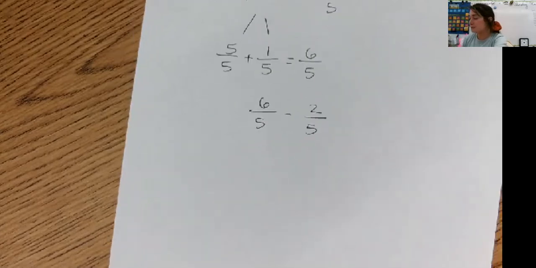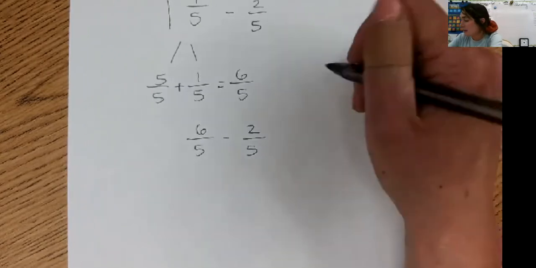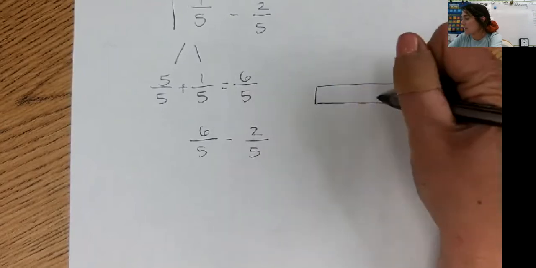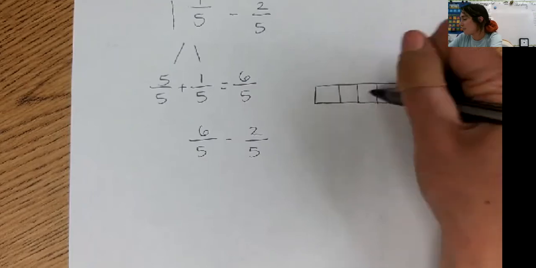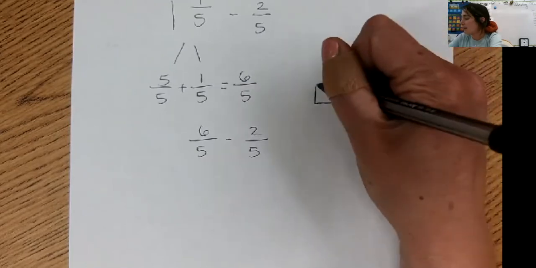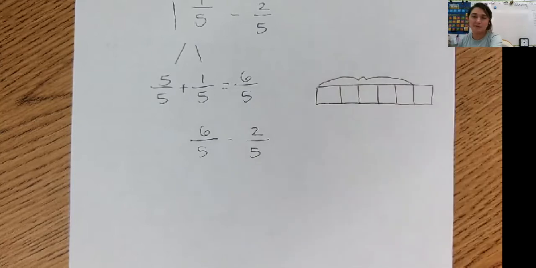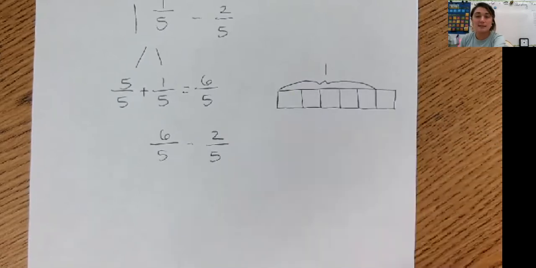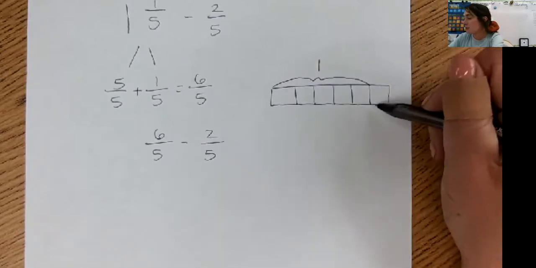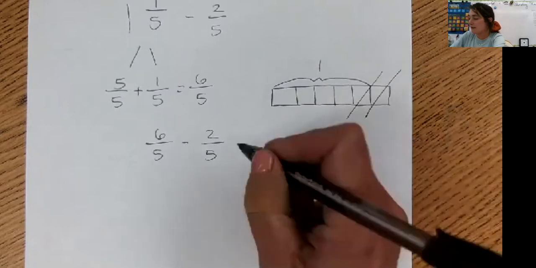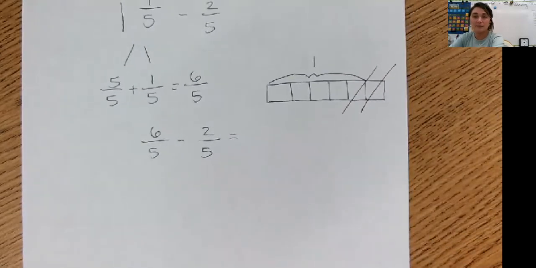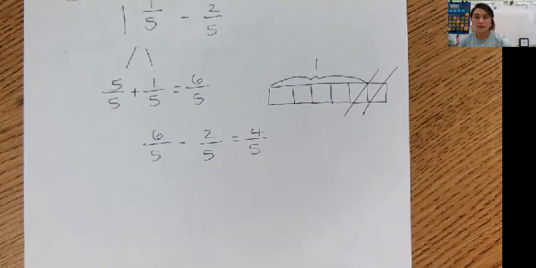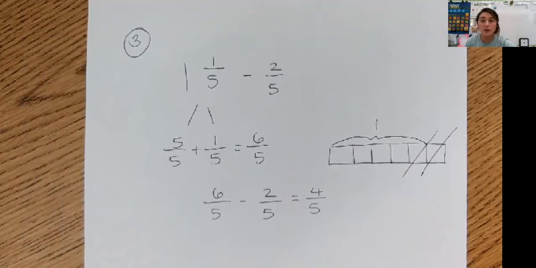Now what I'm going to do is draw a tape diagram. I'm going to split it into 6 equal parts. But my 1 whole stops after 5 because remember we're using fifths. So this represents 6/5. If I subtract 2 of those fifths, how many fifths am I left with? 4/5. That's correct.